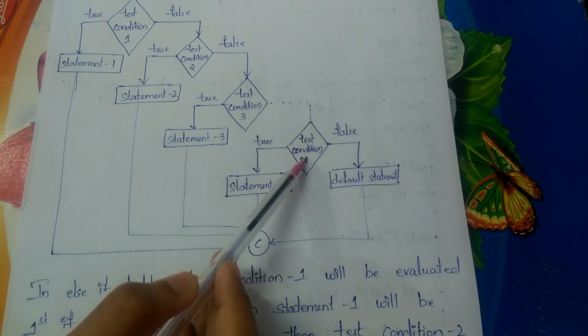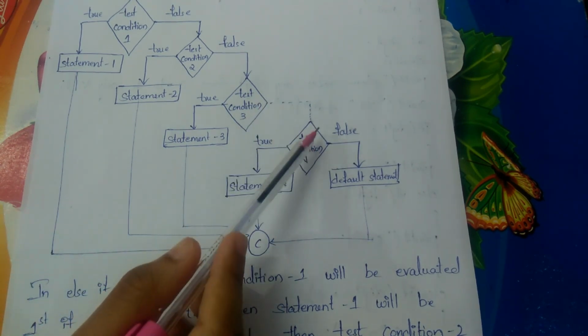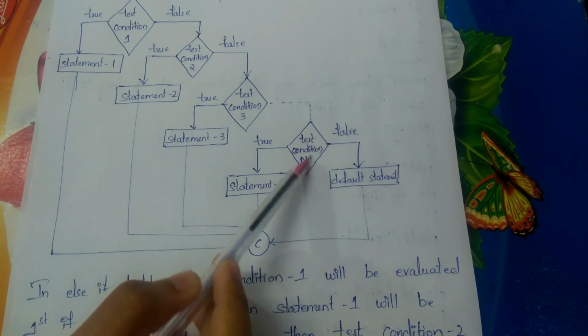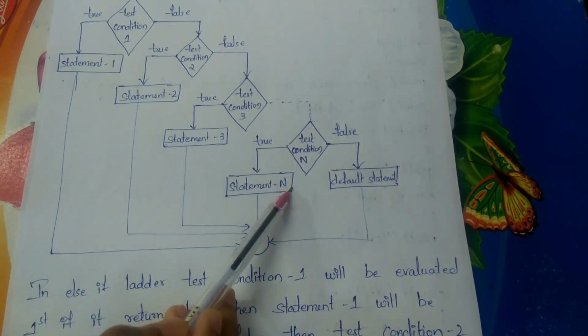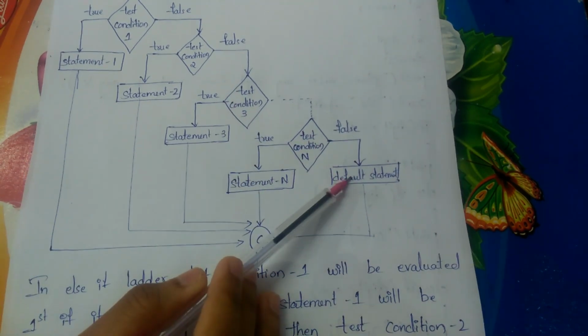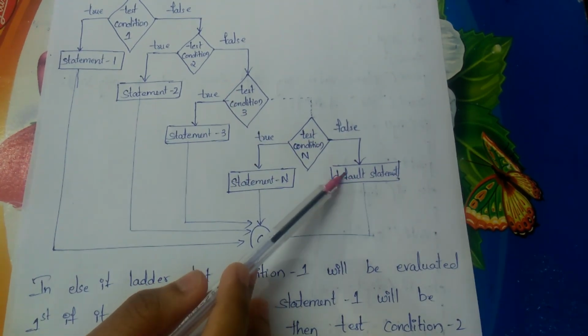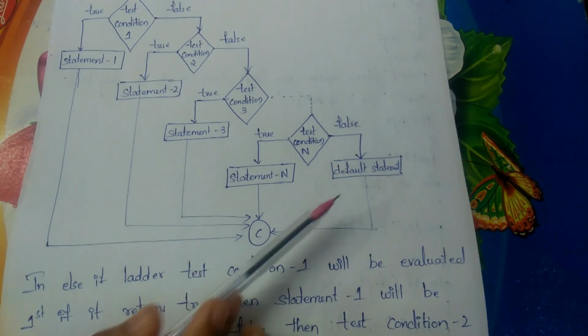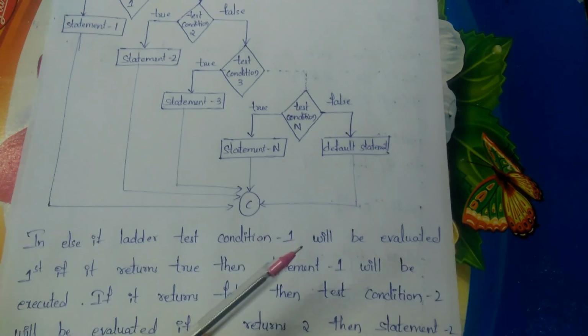Like that, up to n test conditions we can write, and that test condition will also be checked. If it is true, then statement n will be executed. If it is false, the last final else block will be executed, and in that we will have some defined or default statement. So this is about the else if ladder.